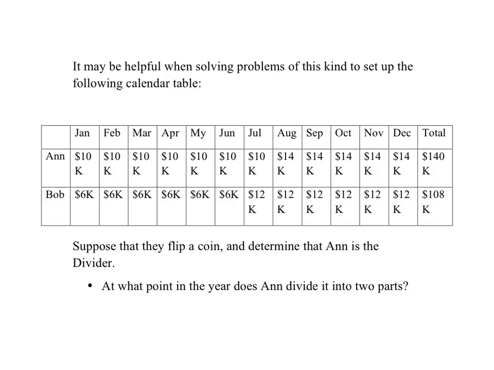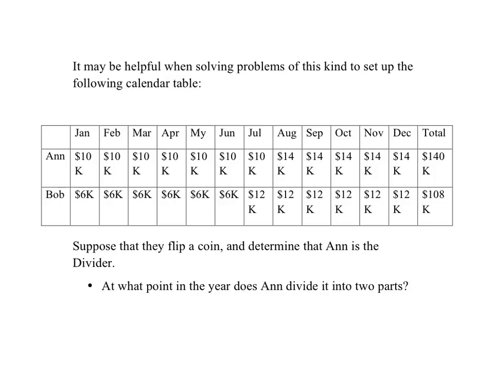It may be helpful when you solve problems of this kind, and I recommend this strongly, to set up the following calendar table. So you've been given these values month by month, and if you set up this month by month table, it really helps you sort out what's going on. Now suppose that they flip a coin, and the coin flip makes Anne the divider. Our first question is, at what point in the year does Anne divide it into two parts?